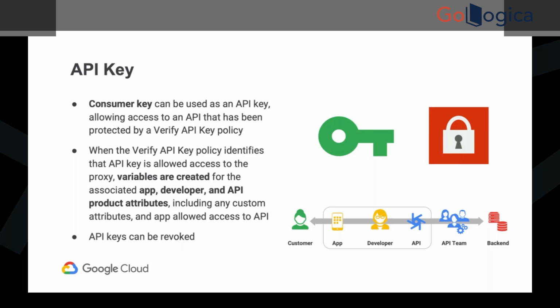Also, these API keys can be revoked. So if there is something wrong with the API key, if it has been compromised, or someone is making too many API calls which they are not supposed to make, or any other reason, these can be revoked. That way, in case of any misuse of the API key or any other scenario, you can protect your APIs.